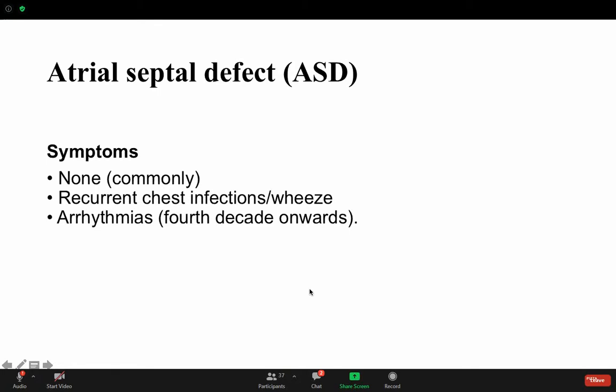The symptoms, most commonly they will have no symptoms initially, okay? But later on they may have recurrent chest infections and wheeze. السبب لأن زي ما قلنا more blood flow to the lungs. الاريثمياز later on usually they would start في ال fourth decade of life. ليش؟ لأن يصير عندهم atrial dilatation. So more prone to have atrial fibrillations, okay?